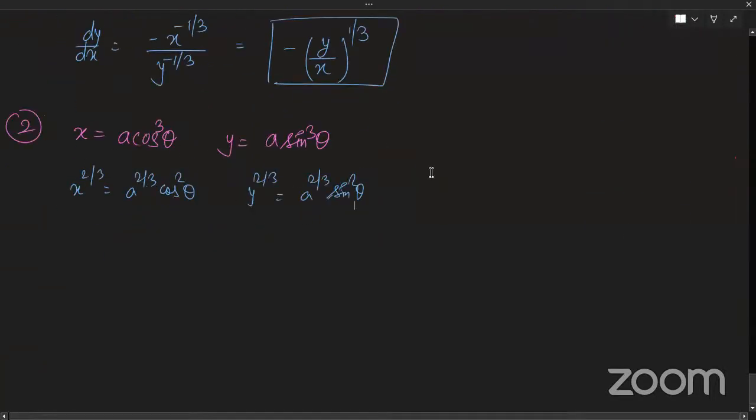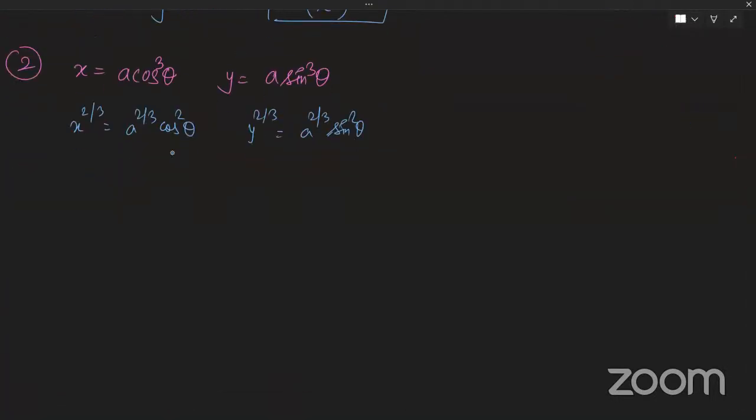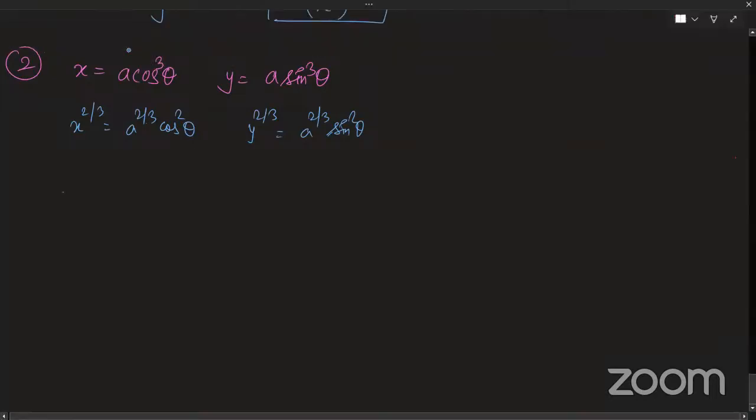So now I want you to approach this question using parametrics. Let us see how we can do it. So this would be the last question for today. Fine. So just look at it. Can you tell me what will be the value of x dash of theta? How will you differentiate a into cos cube theta?